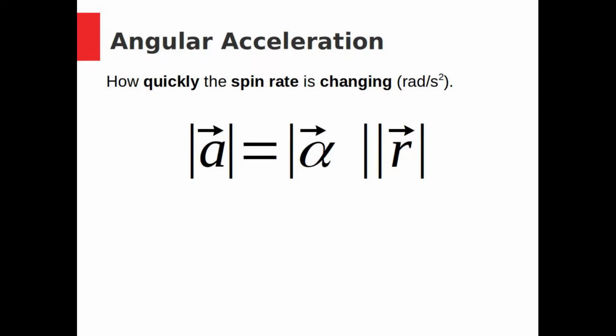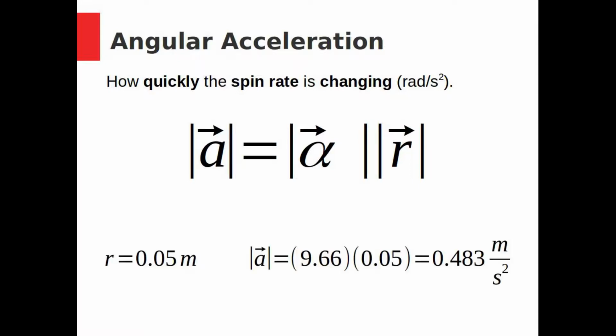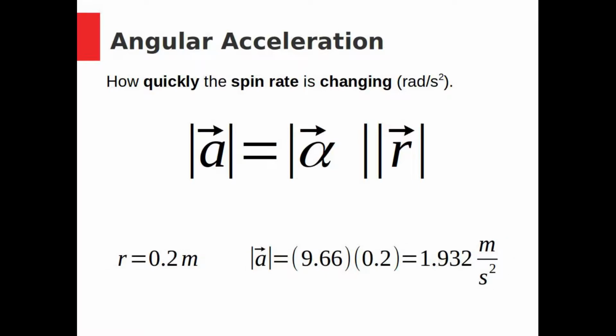And the size of the linear acceleration is once again easy to calculate. It is simply the distance from the center to the sticker multiplied by the angular acceleration. The linear acceleration for a spot 0.05 meters away from the center is 0.483 meters per second squared. And the linear acceleration for a spot 0.2 meters from the center is 1.932 meters per second squared.